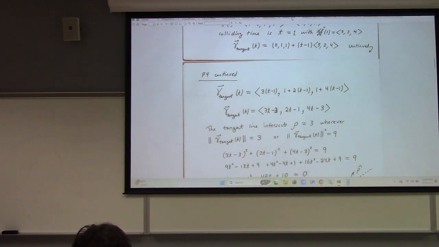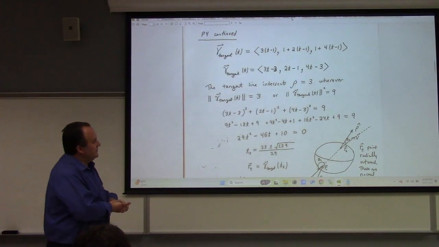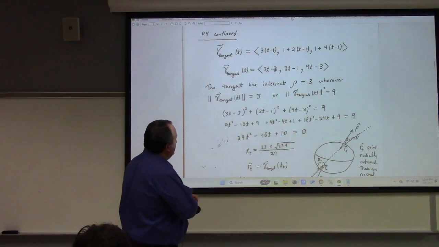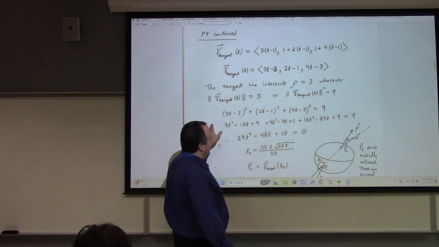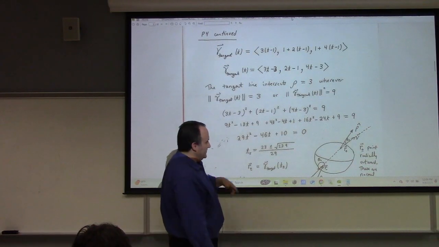Now, to figure out where that tangent line hit the sphere of radius 3, I had to do a little bit of calculation, figure out what time gets you length 3 from the origin. That gave me this quadratic equation, which simplified to this, which gave me these solutions.